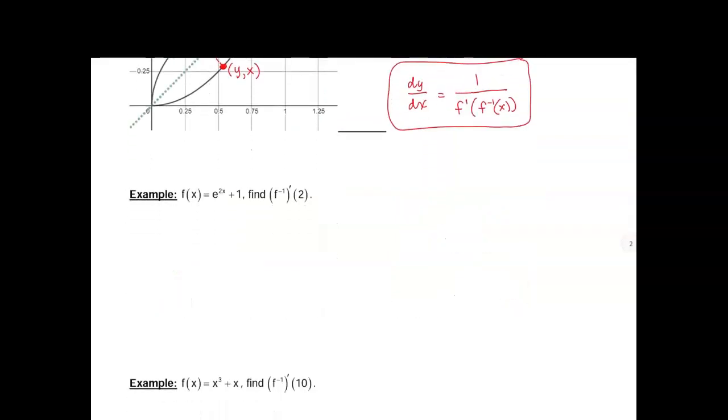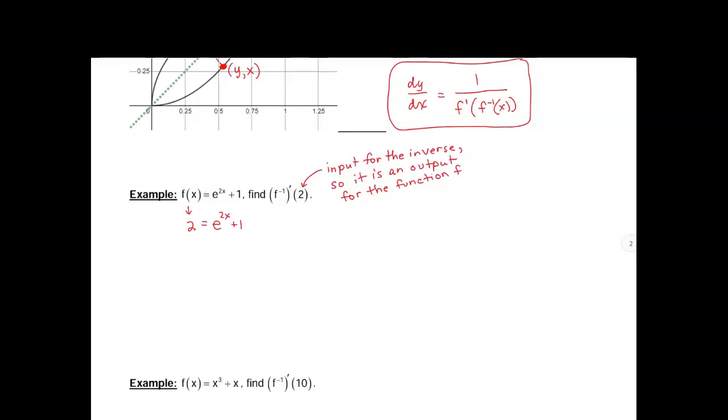In our first example, we are given f of x, and we have to find the derivative of f inverse at 2. That 2 is obviously an input for the inverse. Well, if you remember the graph above, an input for the inverse is an output for the original function. So I'm going to go over here where the function is, and I'm going to replace f of x with a 2. That's because f of x is the output. So 2 equals e to the 2x plus 1.